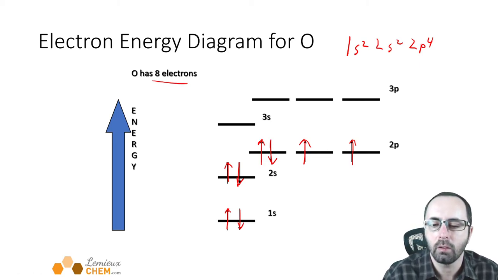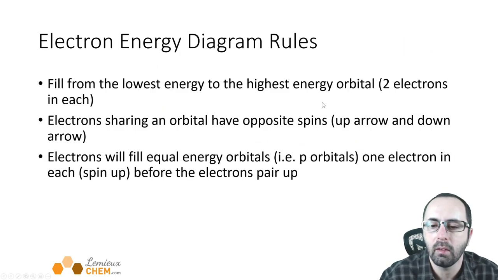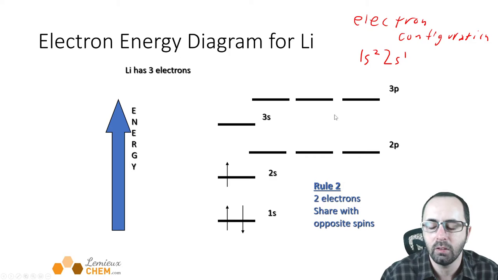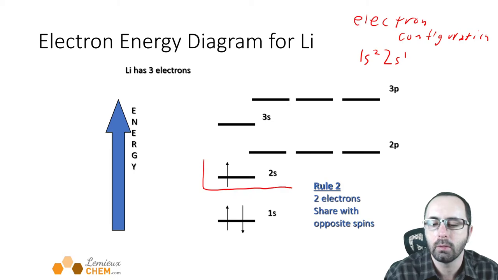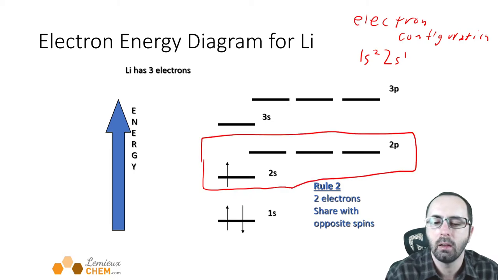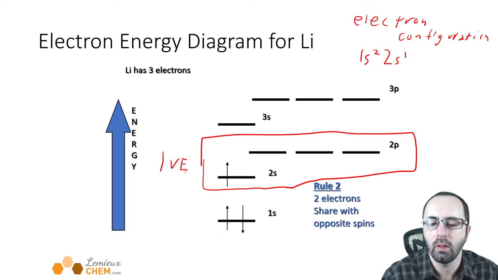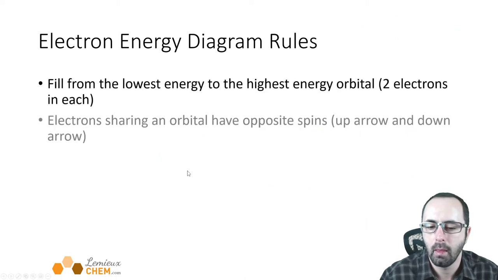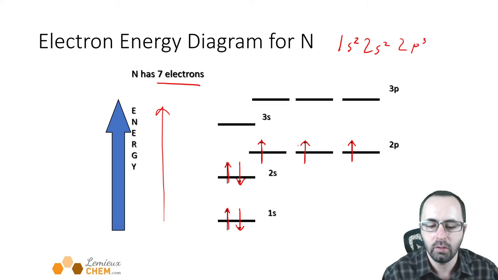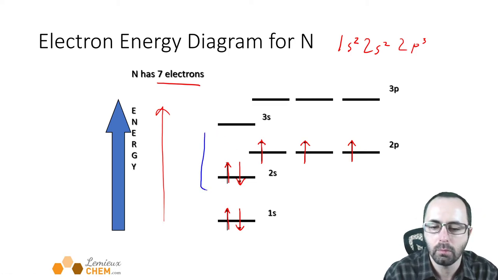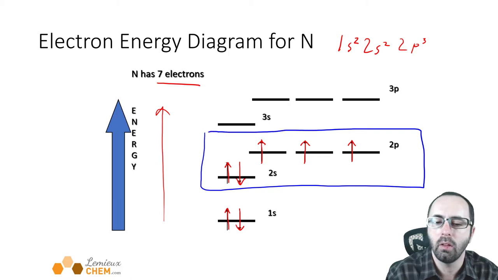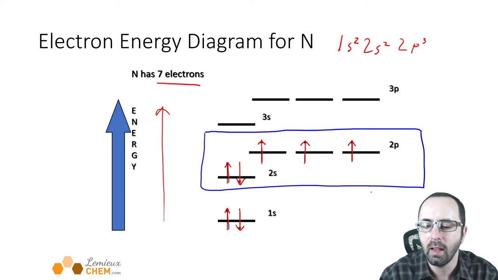And in terms of valence electrons, let's review valence electrons. Remember, valence electrons are the electrons in the highest energy orbital. So here, the valence electrons for lithium are right here. They're the electrons in the energy level 2. One valence electron for lithium. In nitrogen, the highest energy level is also 2. So the valence electrons are all of the electrons in the second energy level. There are 5 valence electrons in nitrogen.